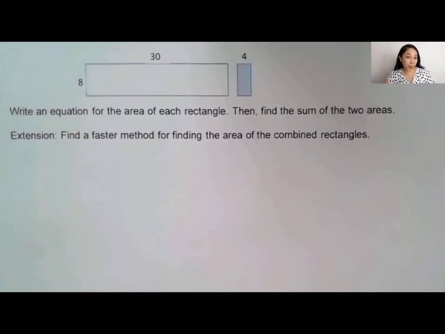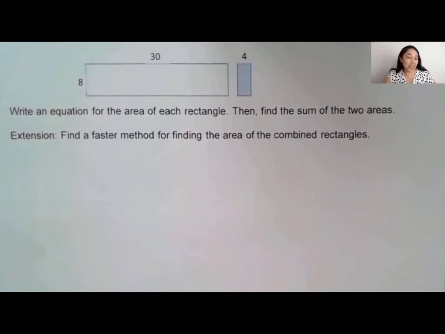Let's read the word problem together. Write an equation for the area of each rectangle. Then find the sum of the two areas. Let's start with the information we do know. What information can we glean from this model?